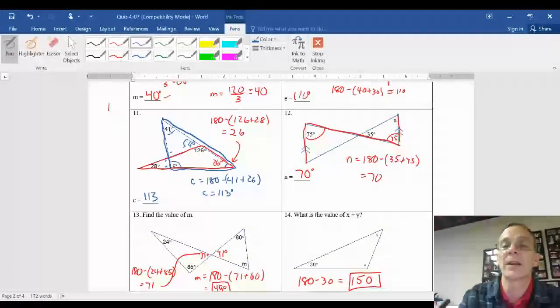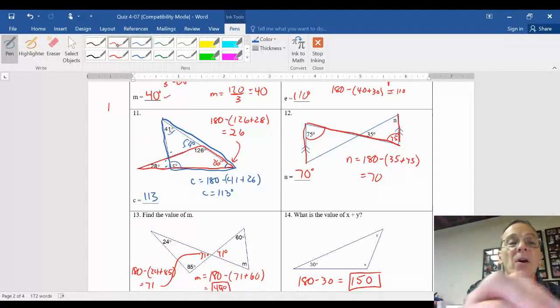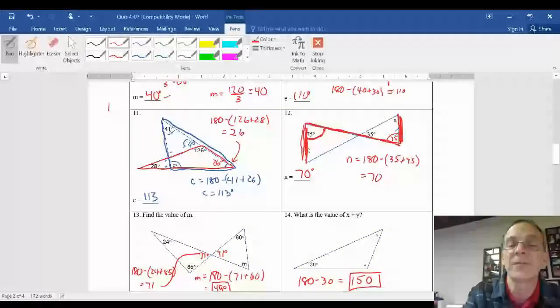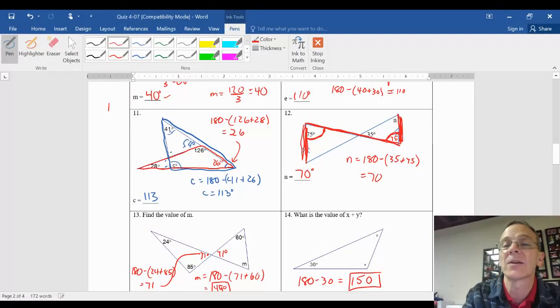Number 12 caught a bunch of people. Again, because of the parallel lines here. You see the arrows on these parallel lines. Here is a transversal connecting those 2 parallel lines, meaning that 75-degree acute angle must be matched by that acute angle, must also be 75 degrees. Now subtract the 75 and the 35 from 180 to find the measure of angle N, which is 70. N is 70. This would also be 70.